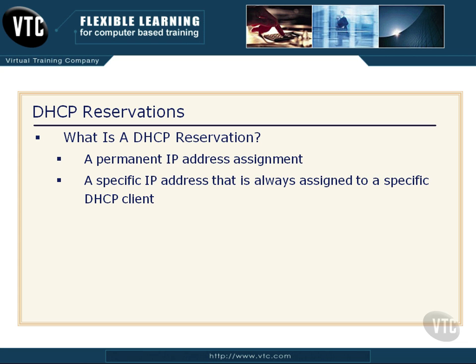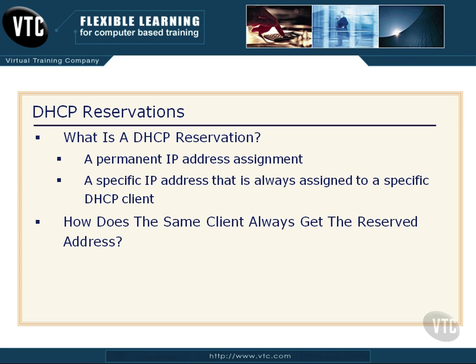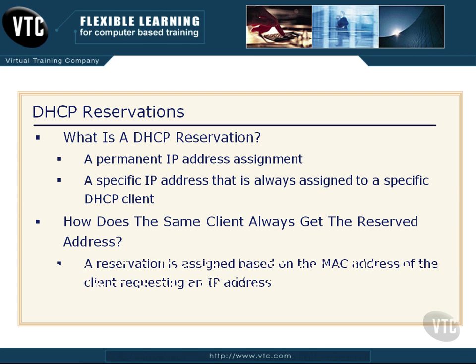An even simpler way of saying that is every time I turn on my machine, it will contact the DHCP server, but the DHCP server will always give it the same address that I've specified with a DHCP reservation. Now, how does that exactly work, and how does that client always get the exact same reserved address? Well, the reservation that I create in my DHCP server is based on the MAC address of the client machine that's requesting that IP address.